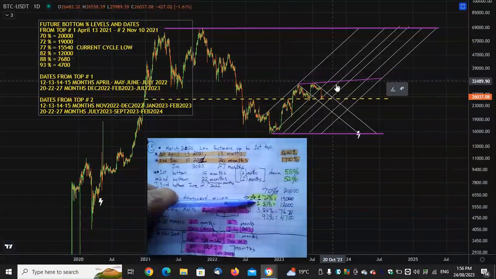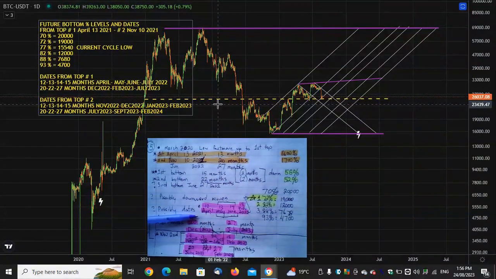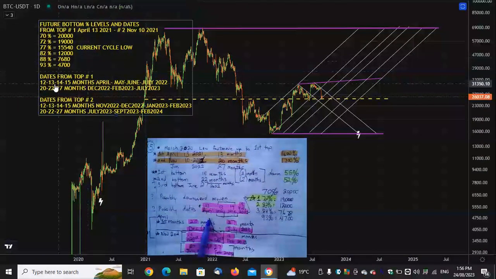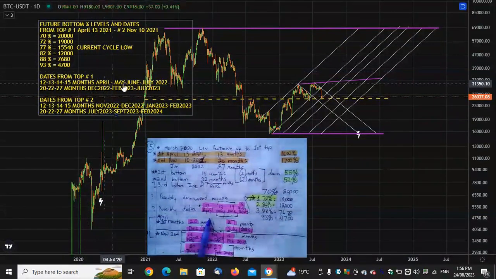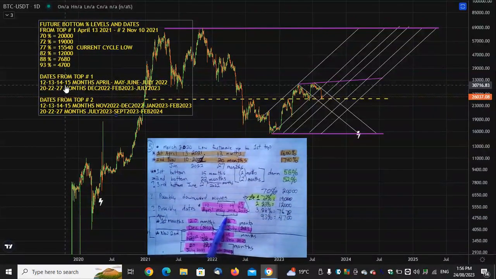If we don't break above this purple line, we're going to talk about all this moving forward here. So in our forecast from our first top, we were stating that we should be looking for a bottom around our April, May, June, and July 2022. This is our 12, 13, 14, and 15 month sequence, right? And I handwrote this out a year ago or over a year ago. Anyways, forecasting the bottoms, this is how it's done.